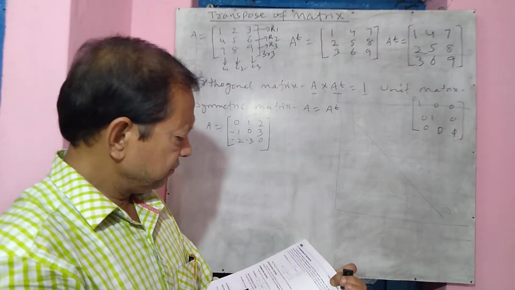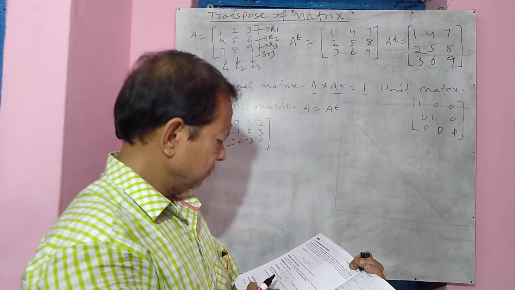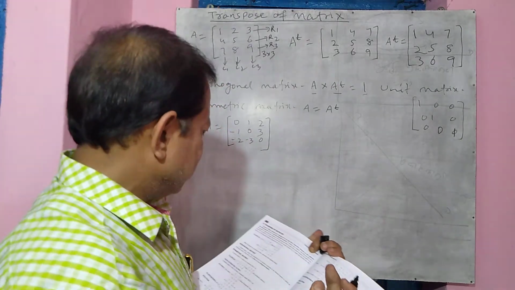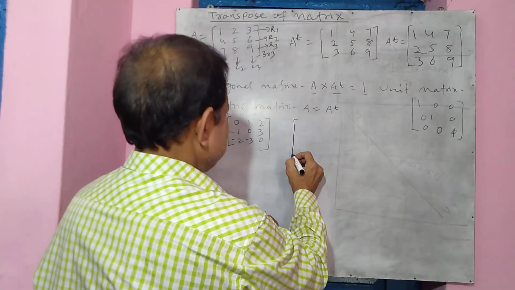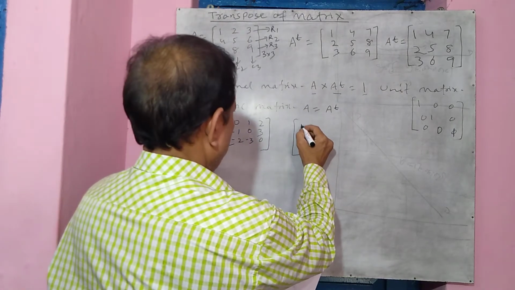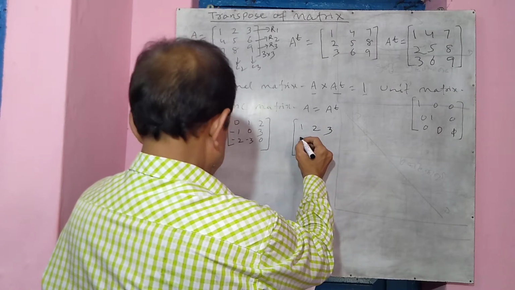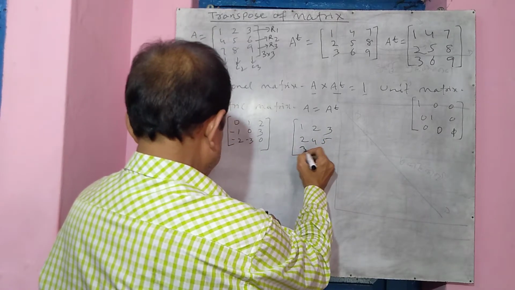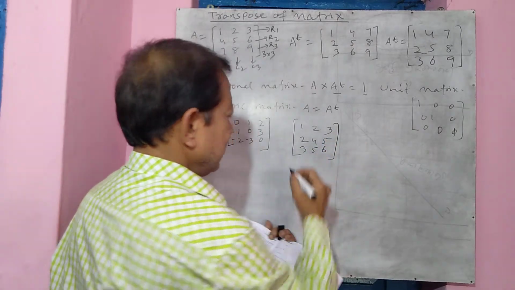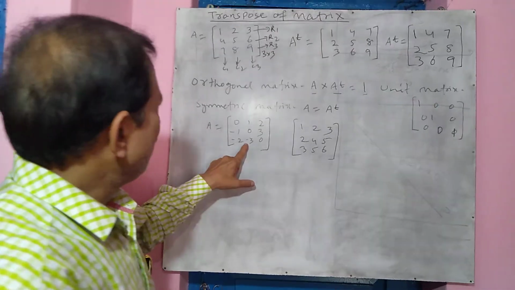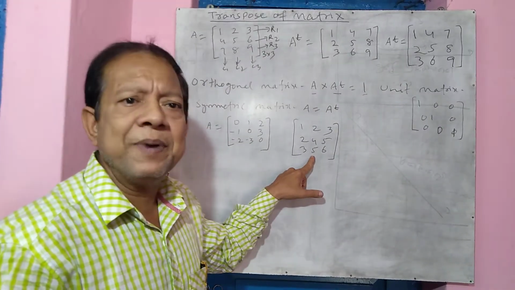Okay, this is one matrix. Let me take the example of another matrix. Let's say 1 2 3, 2 4 5, then 3 5 6. These are the two matrices we are taking. Let's see whether this is symmetric or this is symmetric.